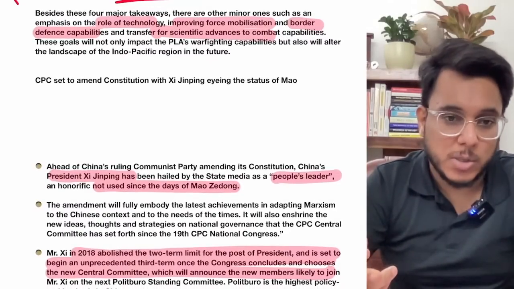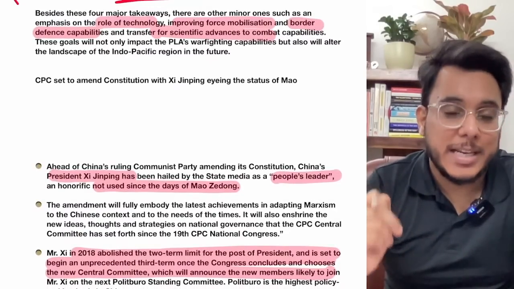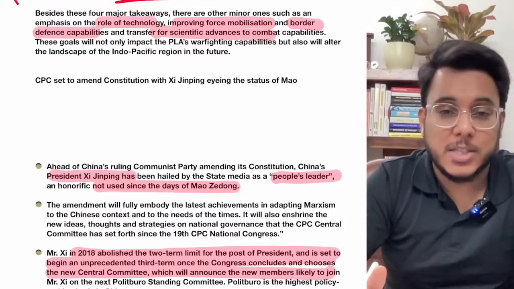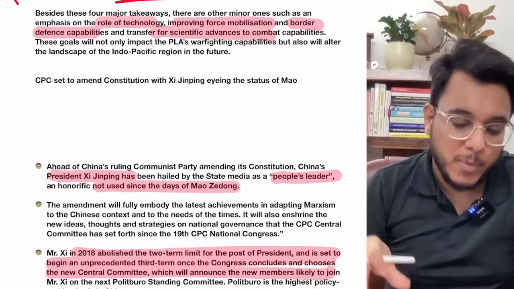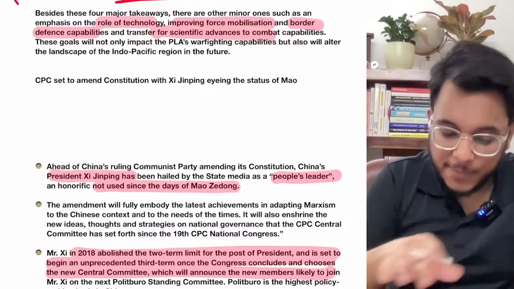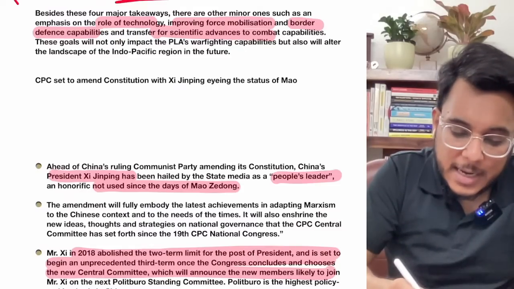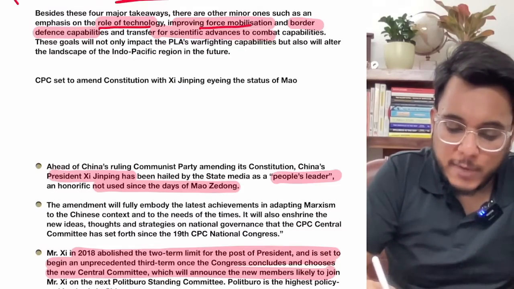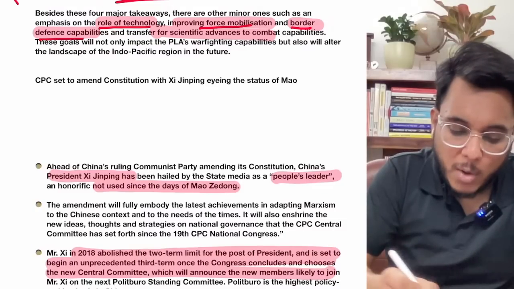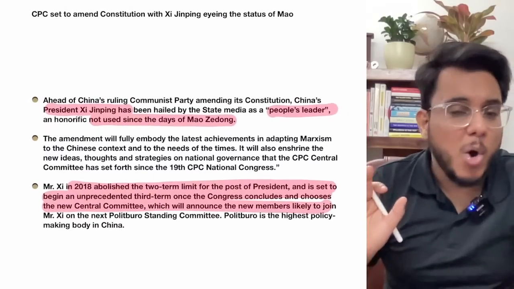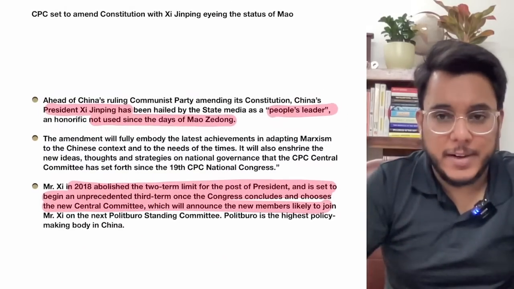So I told you earlier also that China wants to become first a regional hegemon, and after that China wants to become a global hegemon. So to become the regional hegemon, these local wars need to be fought and won first. After that, China is further moving on in enhancing the role of technology, improving force mobilization, border defense capabilities, and advances in combat capabilities. These are all the key concerns and already we discussed.